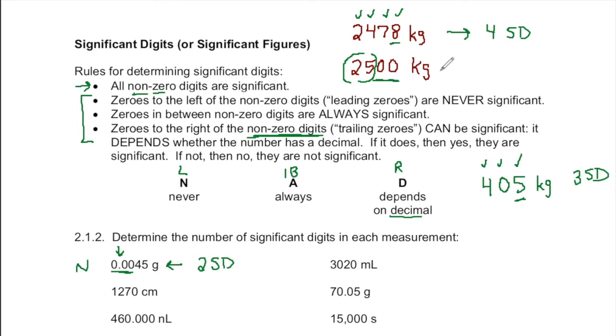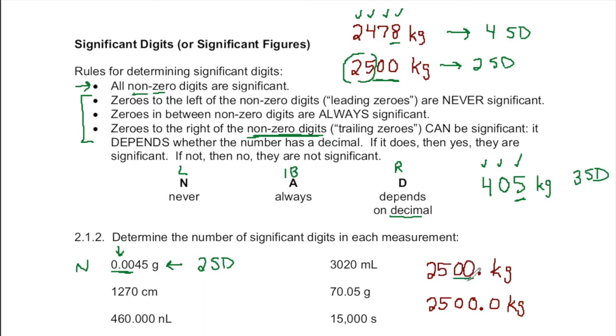And there is no decimal in the number. So these are not significant. This would have 2 significant digits. If we wrote the number with a decimal, we could show that these zeros are significant.